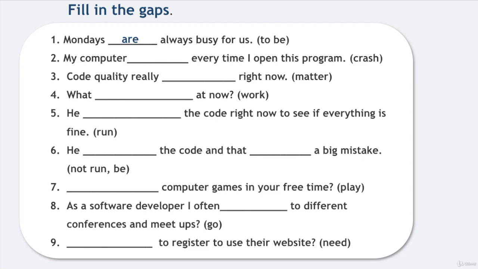Think about the type of action that it is. Is it something that is happening right now? In this case, you will use present continuous. Or this is something that happens regularly. In this case, you will use present simple. So the answer is crashes. My computer crashes every time I open this program. Because you can see that it does it every time. Every time means that the action is regular.